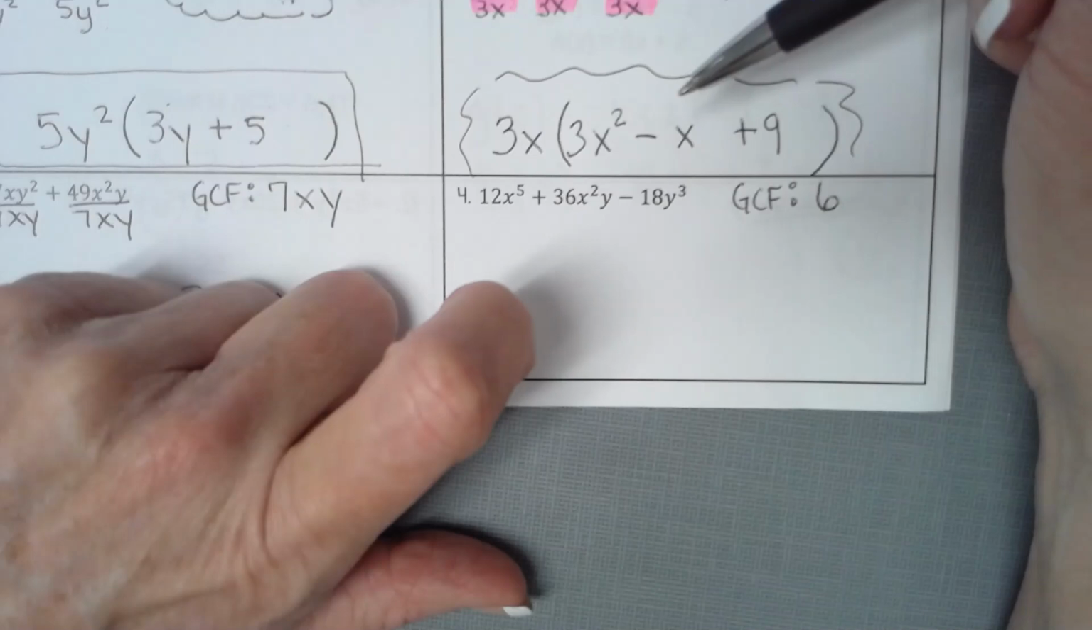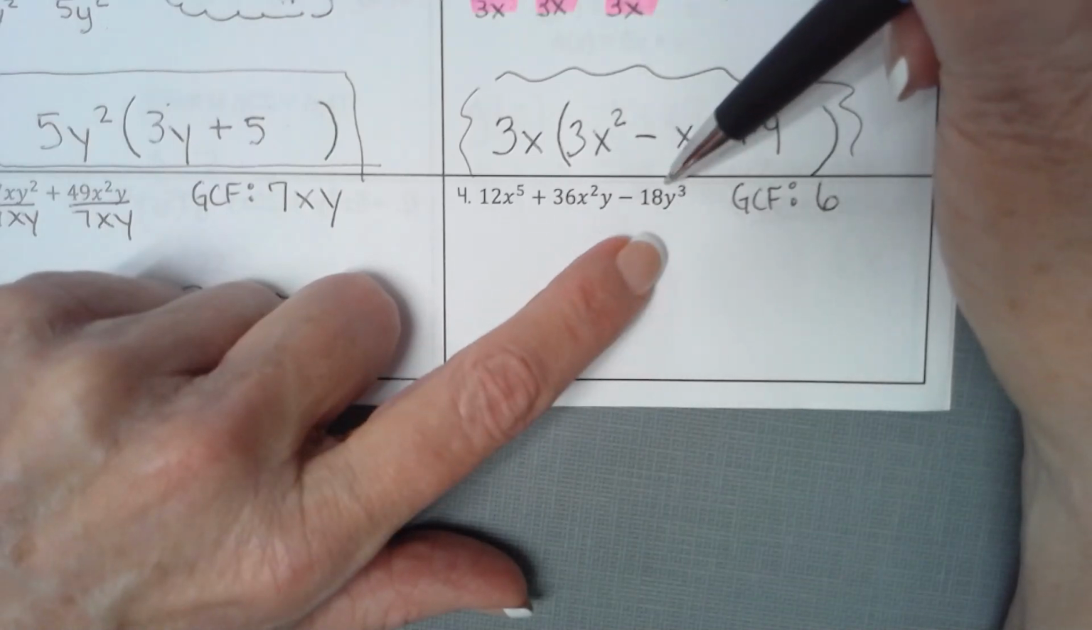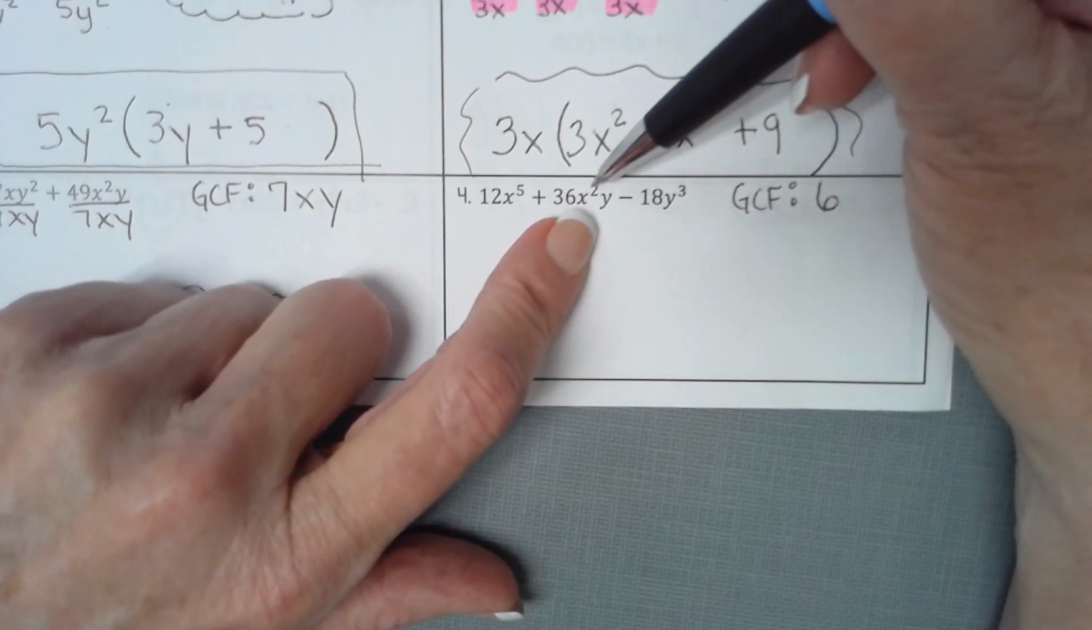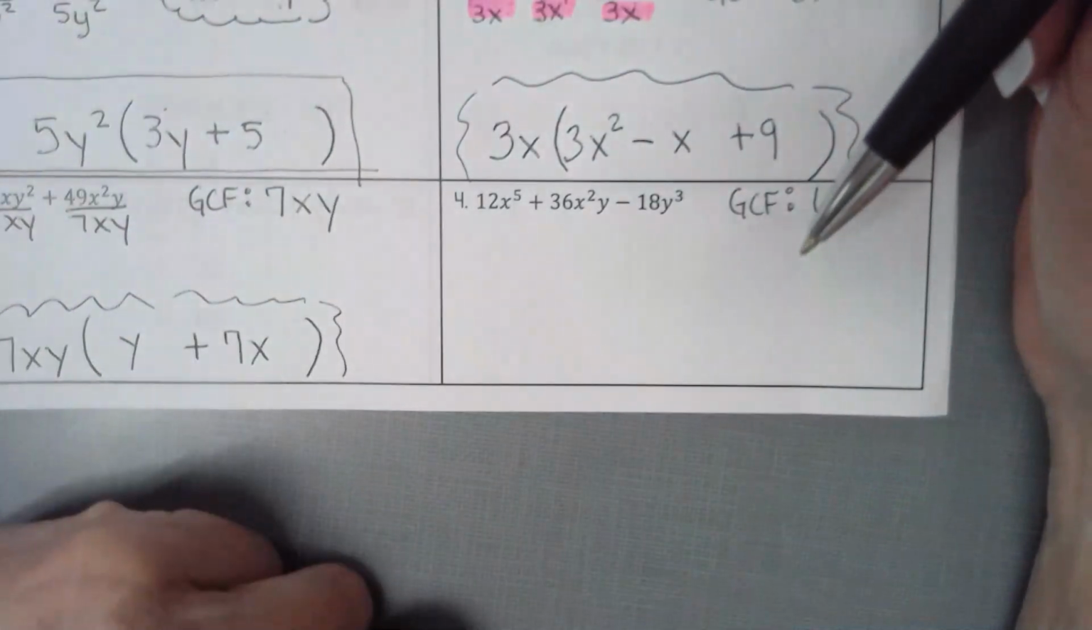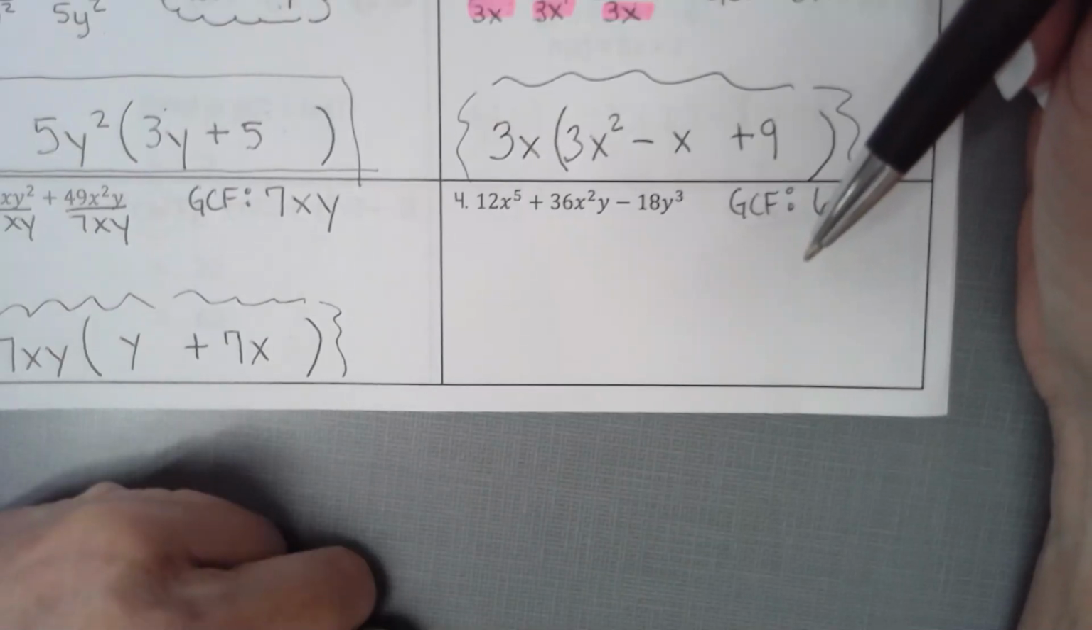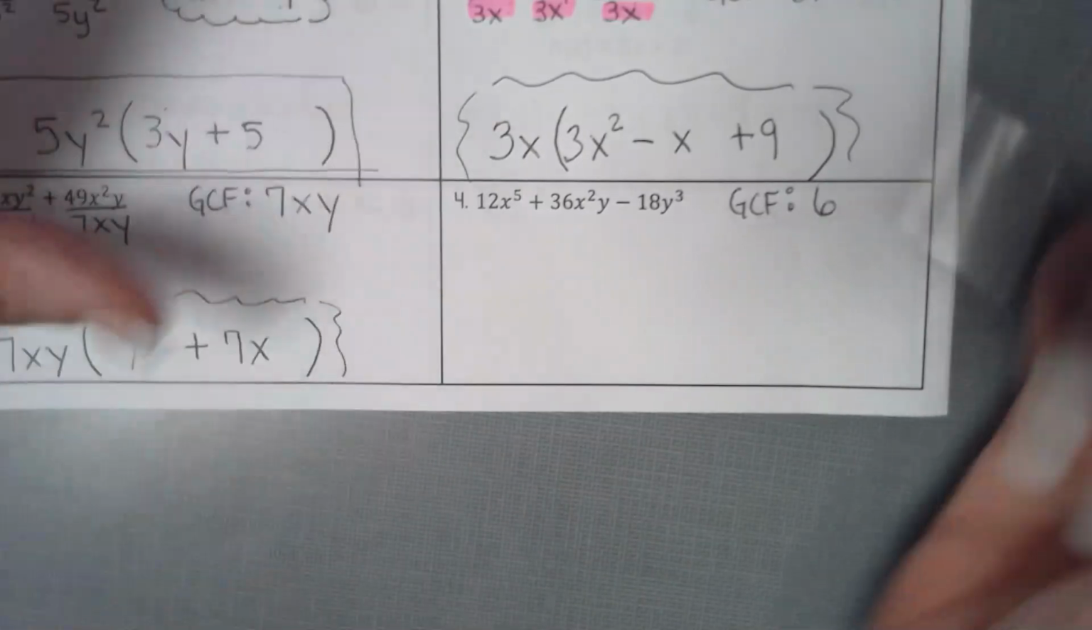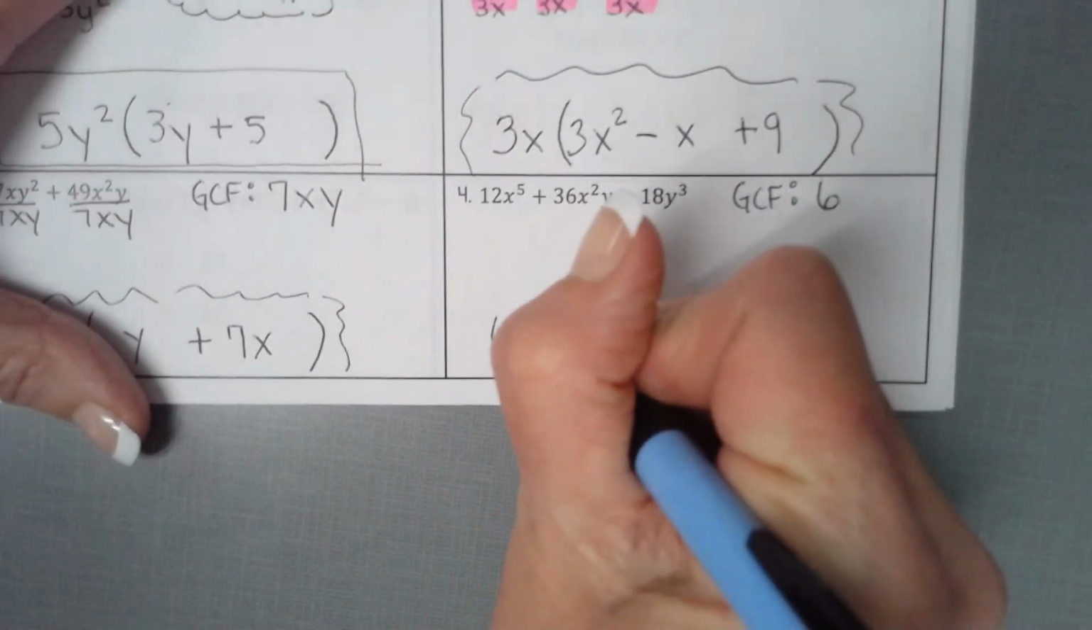Now let's look at the y's. We've got y's in the third term, y's in the second term. We have no y's in the first term. We cannot pull a y out. The greatest common factor here is 6. Okay? So I pull out a 6.